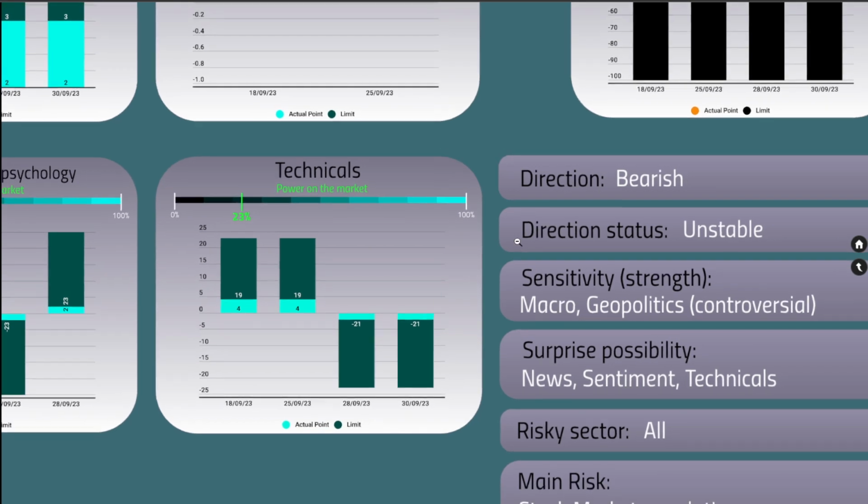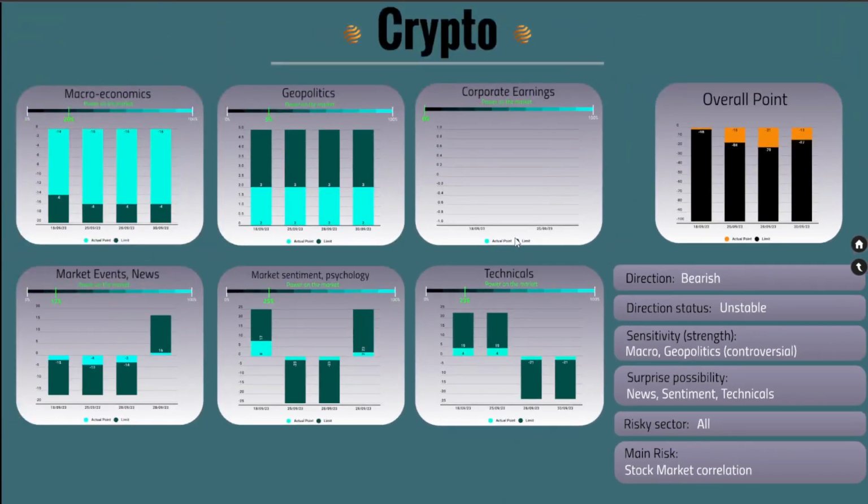So the main direction on the crypto market is still bearish, and the direction status is unstable because we are long-term consolidating. So it could be a trend change, or could be a continued movement to the downside. The market will decide, but we need to wait until it's deciding, because so far no power in it.